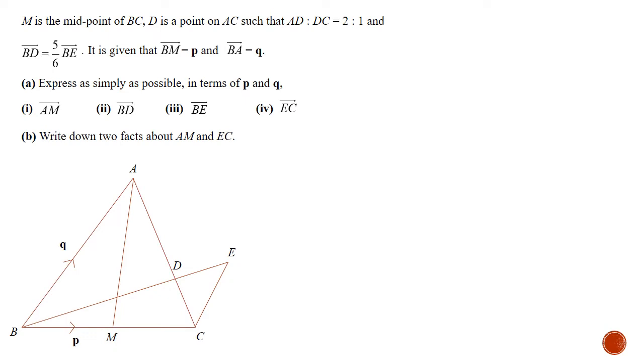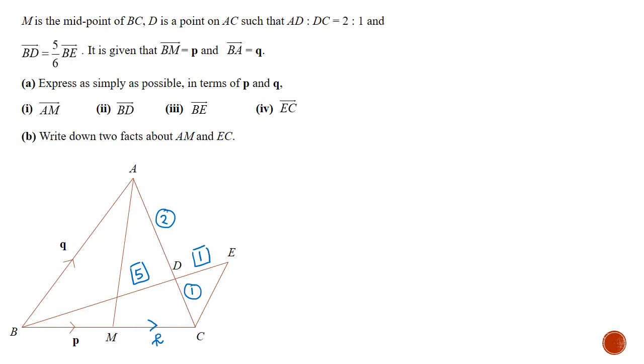Given that M is the midpoint of BC and vector BM equals vector P, we can conclude that vector MC will also be equal to vector P. And the ratio of AD to DC is given by 2:1. We will use a circle to annotate that these two numbers are ratios and not absolute values. And BD to BE is given by 5:6, and hence DE will have the ratio 1 as well.